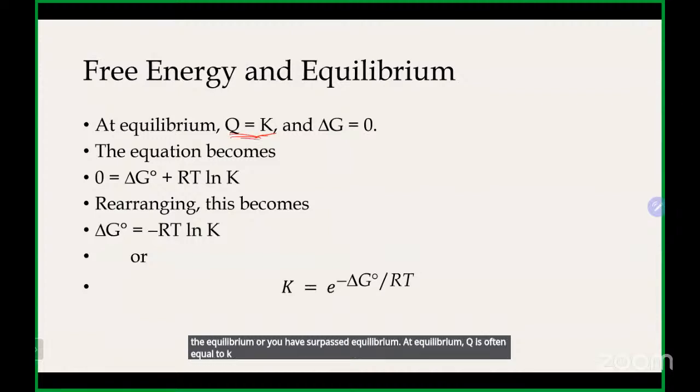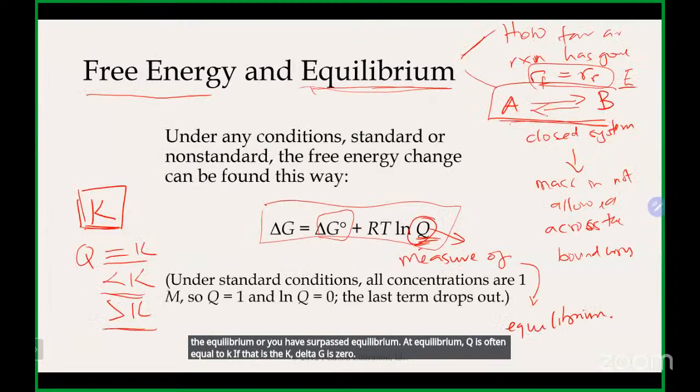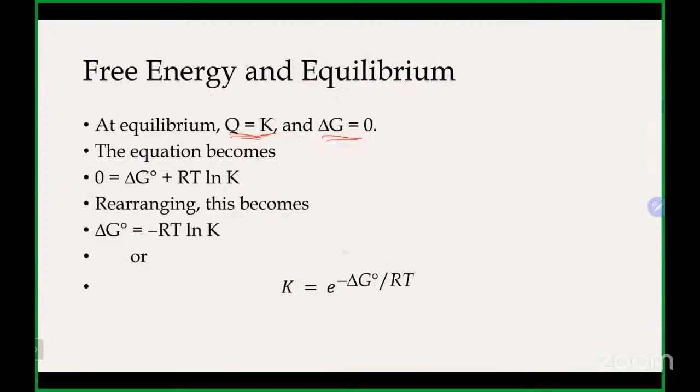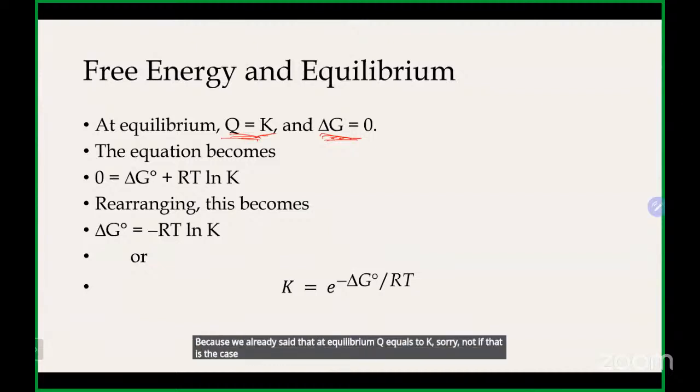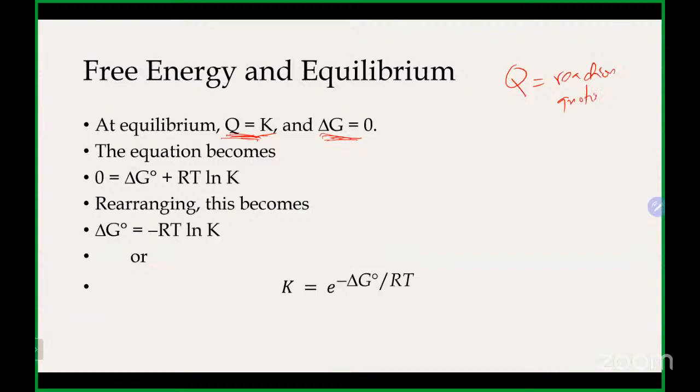If that is the K, delta G is 0. Because we already said that at equilibrium, our reaction quotient Q, that's what it is called, is equal to the equilibrium constant.